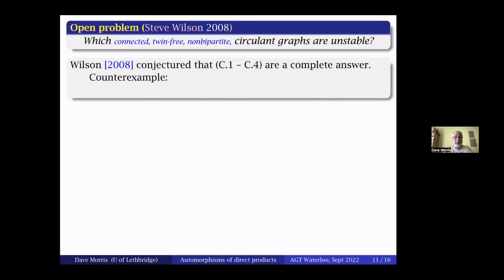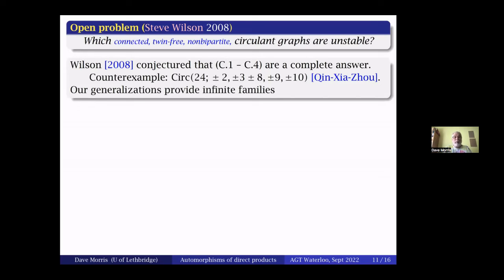That's unfortunately not true. There's a counterexample on 24 vertices that was found a few years ago. And then actually the generalization I've told you about. So C4 could be slightly generalized by using more general automorphisms. C1 through C3 could be generalized in that complicated way. So that provides not just a counterexample, but infinite families of counterexamples. So Wilson unfortunately was not right. We do not understand the automorphisms of which circulant graphs are unstable.